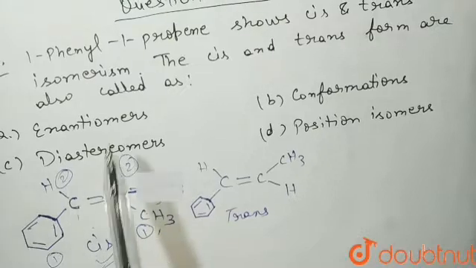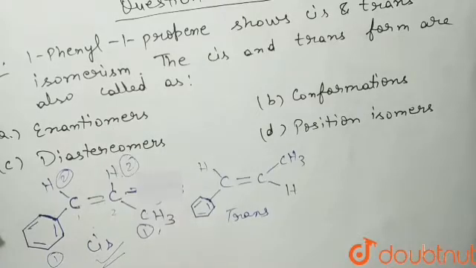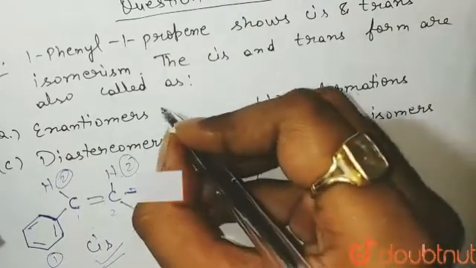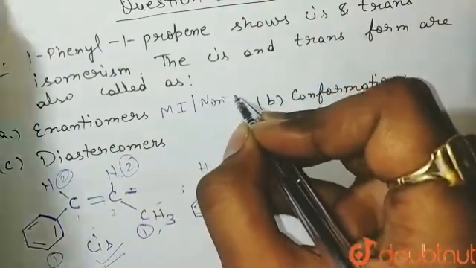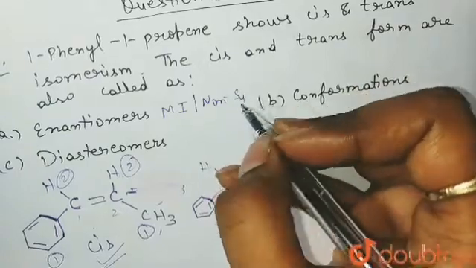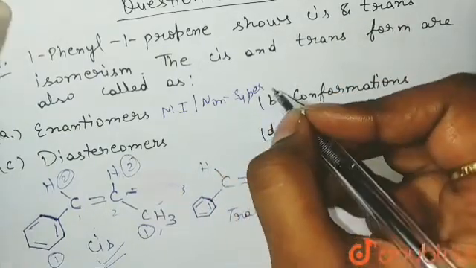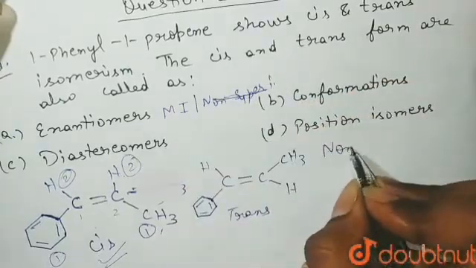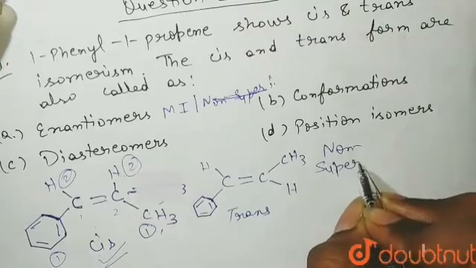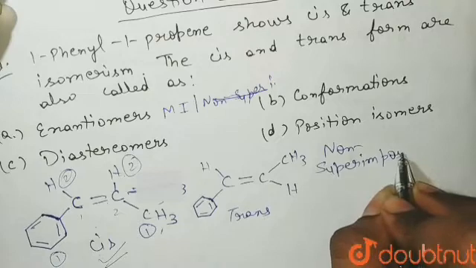Now if you see enantiomers. What are enantiomers? Enantiomers are nothing but the compounds which are mirror images of each other, but non-superimposable. They are non-superimposable. That means you cannot impose them over each other.